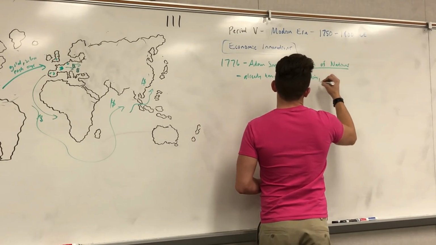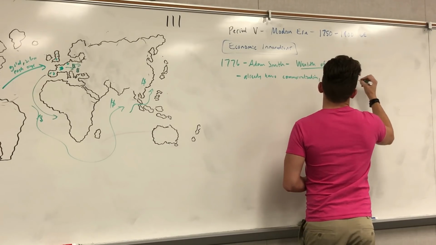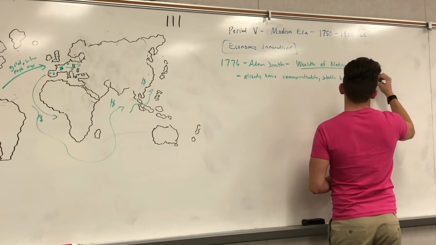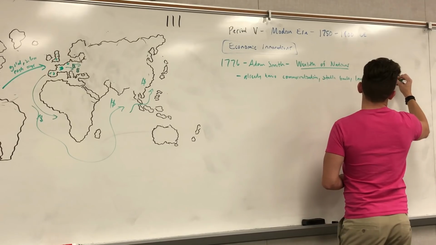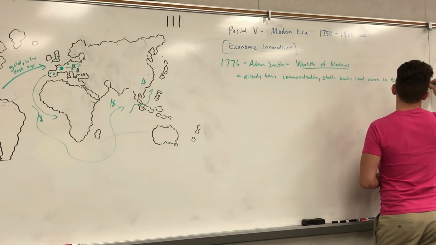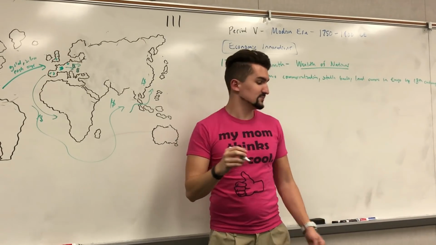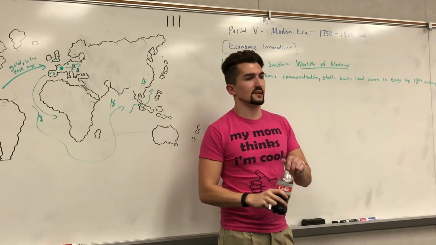We also have stable banks in Europe for investment, and we have lots of landowners in Europe by the 18th century. So he starts theorizing some ways that they could make it better, or explaining why it works so well in places like England and the Netherlands.